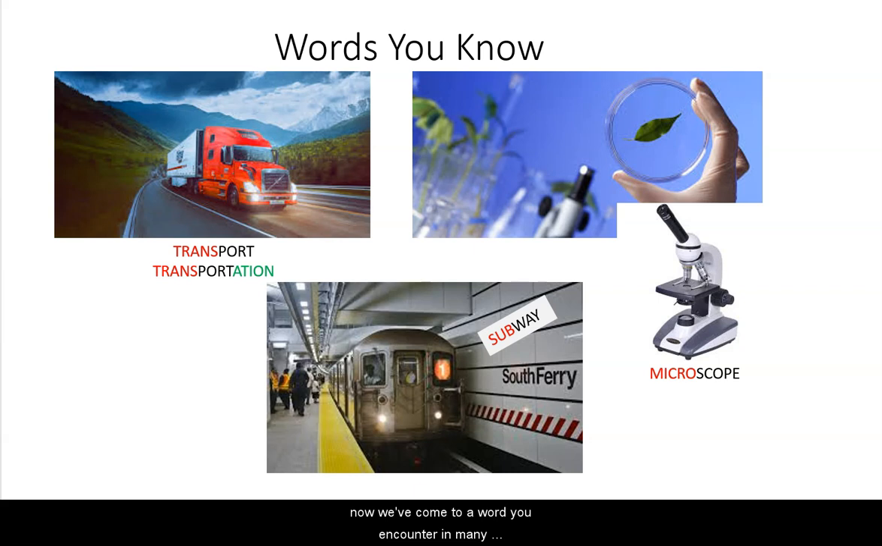Finally, microscope. Now we've come to a word you encounter in many science classes. Scope is the root here, meaning an instrument used to view something, and micro just means small. So a microscope is an instrument used to view or magnify something small.